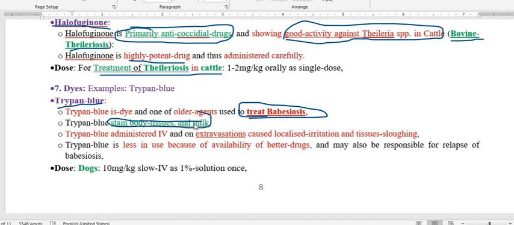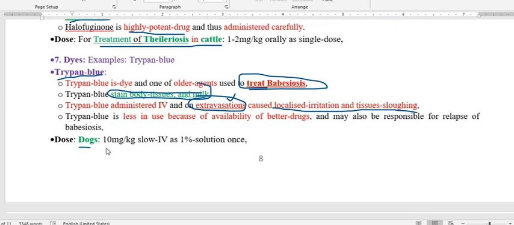And the last one is the dyes. In that we have trypan blue, but because of its toxic effect, we are not going to use it to treat Babesia. It also stains the milk and tissue, so we don't use this drug. It should be administered by IV, and when extravasation of the drug occurs, it leads to localized irritation and tissue sloughing. So because of its toxicity and extravasation, we have to avoid it and choose a better option. And the dose for dog is a 1% solution.